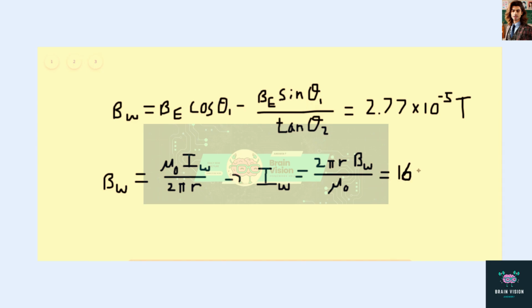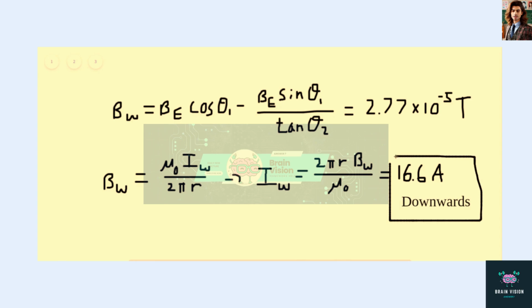16.6 amperes. And then it also wants to know directionality, but using the right-hand rule, the directionality would have to be downward. So we can box that in as our solution to the question.